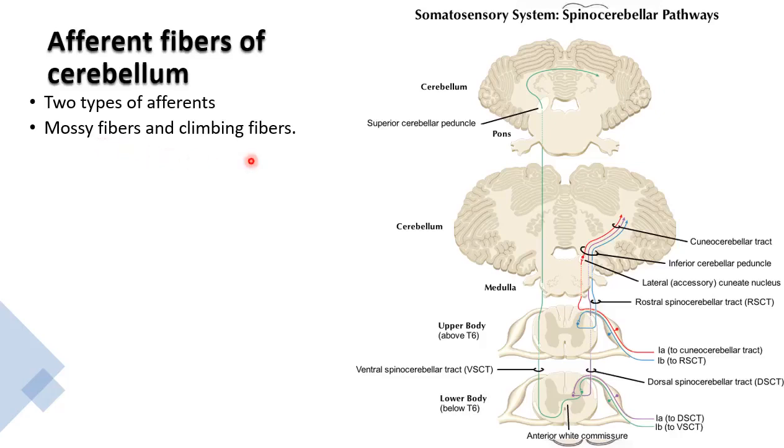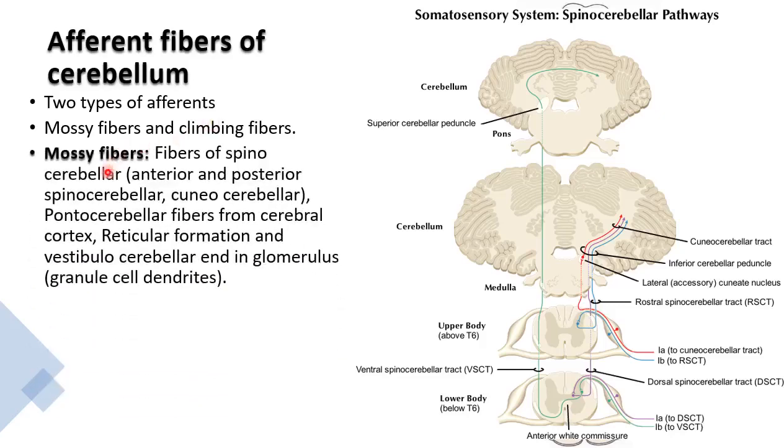Whereas, what is the climbing fiber? We have seen the mossy fibers only make connections with the granule cells, and from there the axons of the granule cells form the parallel fibers. Whereas the climbing fibers are mainly from the inferior olivary nucleus. So the climbing fibers are nothing but the fibers from the inferior olivary nucleus. They are actually called the climbing fibers.